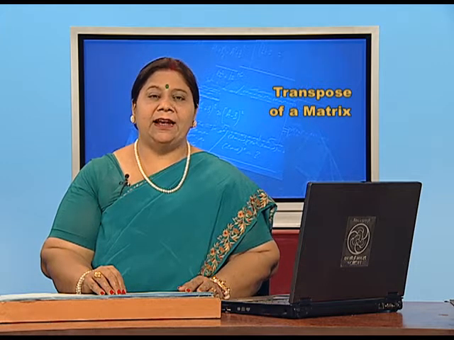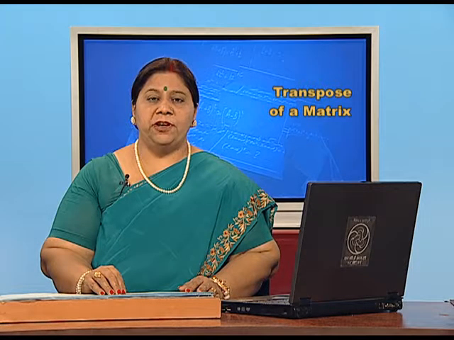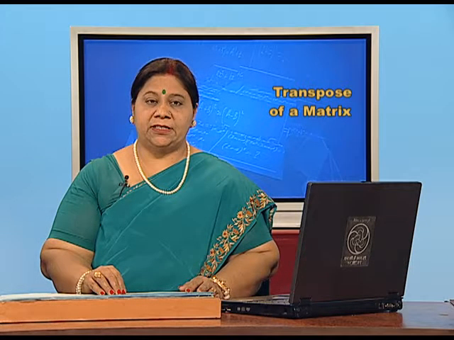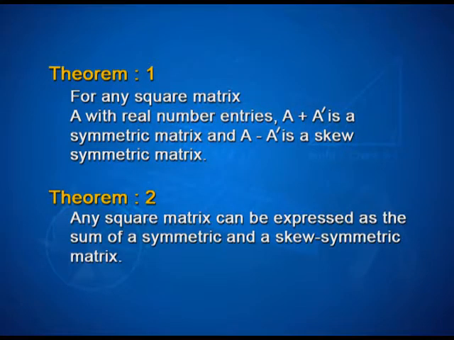Now, students, let us look into some theorems related to symmetric and skew symmetric matrices. First theorem: for any square matrix A with real number entries, A plus A dash is a symmetric matrix and A minus A dash is a skew symmetric matrix. Second theorem: any square matrix can be expressed as the sum of a symmetric and a skew symmetric matrix.